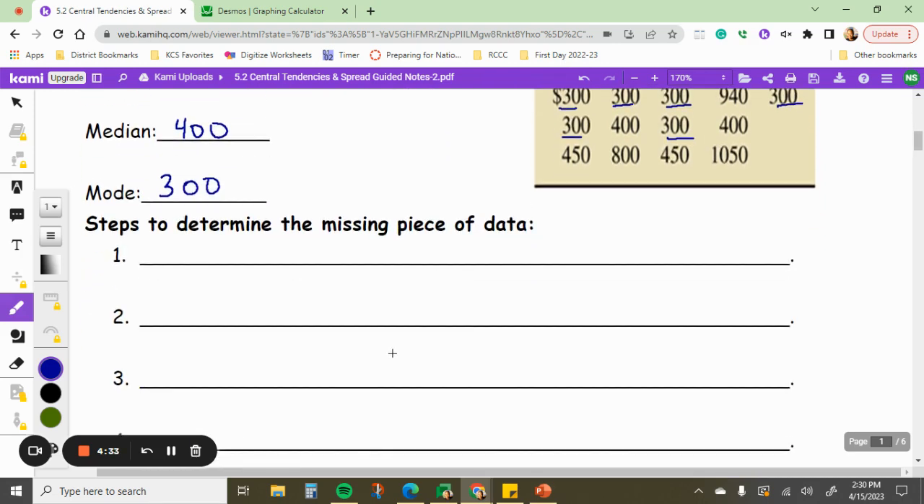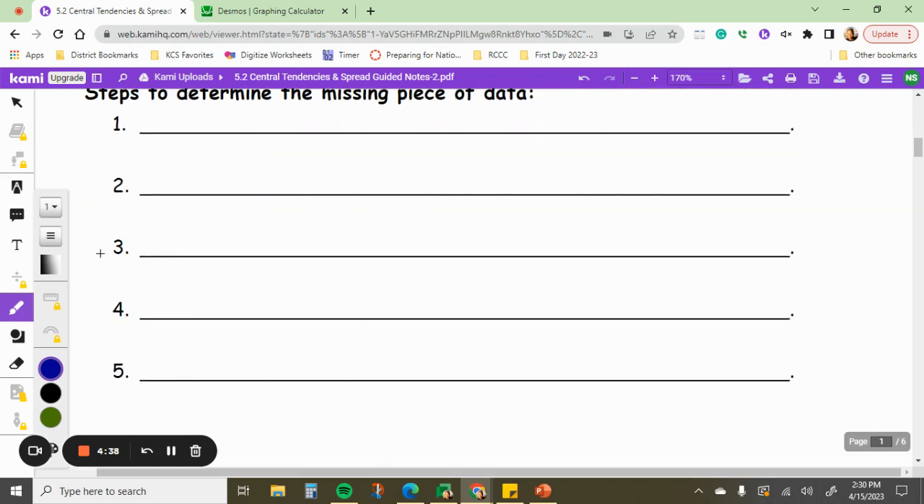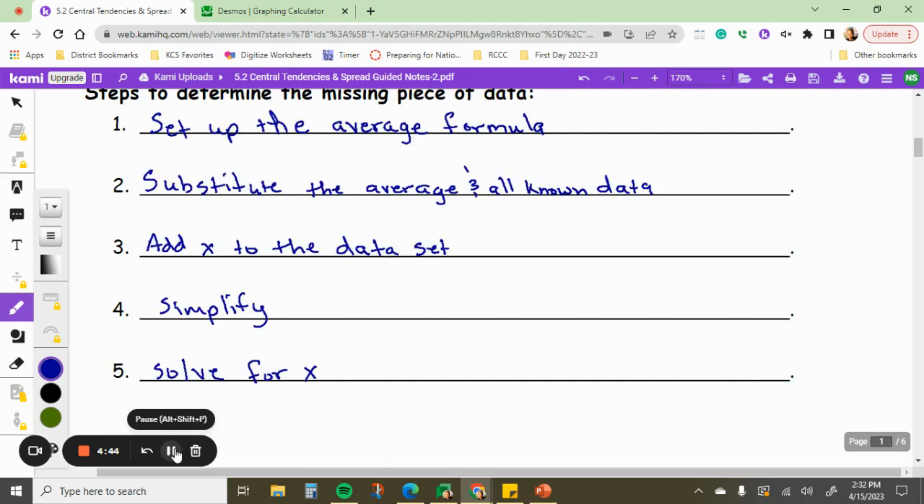Now, if we're going to find a missing piece of data, I want you to pause for a moment to get down these steps. To determine the missing piece of data, I'm going to set up the average formula based off of the information I have, and then I'm going to substitute the average and all the known information into that formula. And for your missing piece of information, add x. After that, I'm going to simplify. So I'm going to add up all of my like terms, and then I'm going to use my normal steps to solve for x. Go ahead and pause and make sure you have these steps down in your notes.